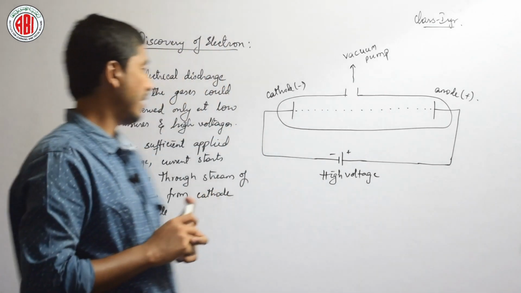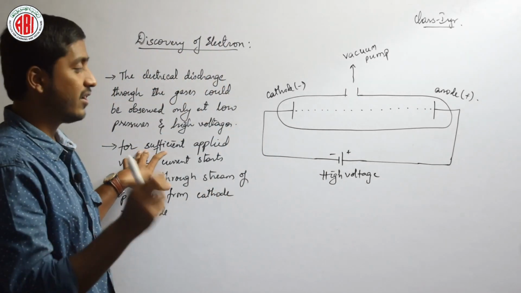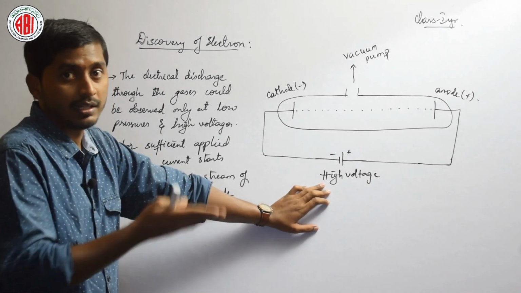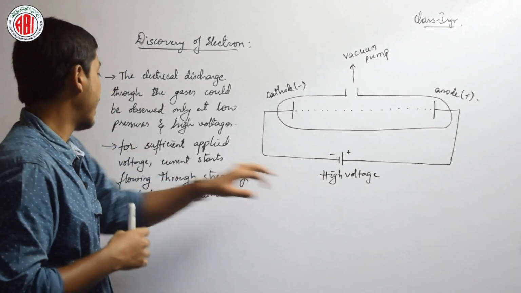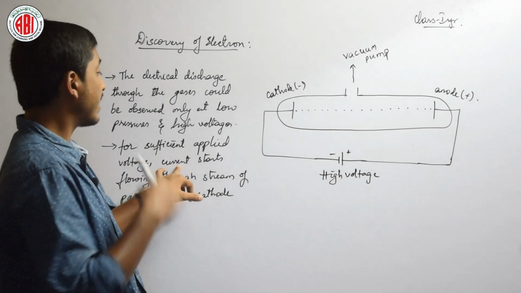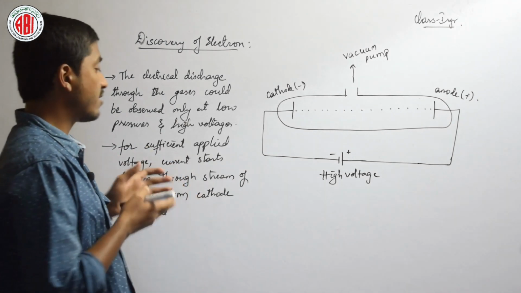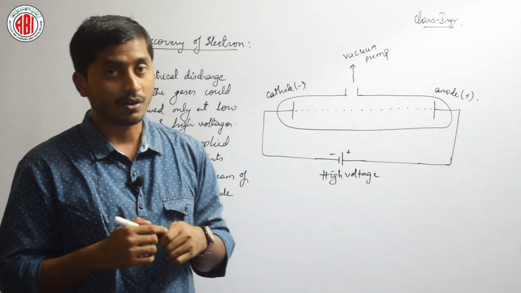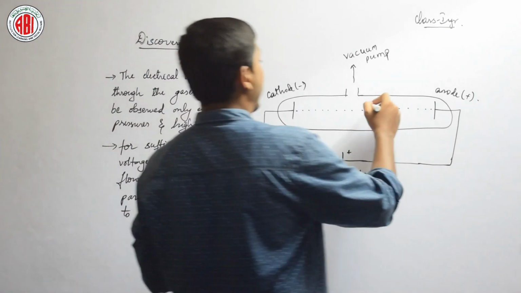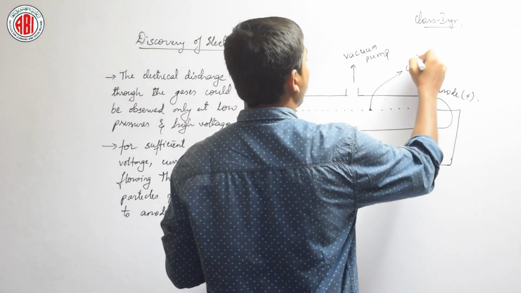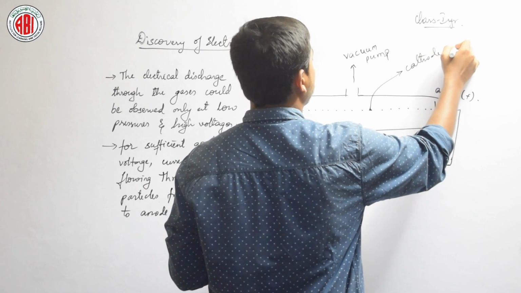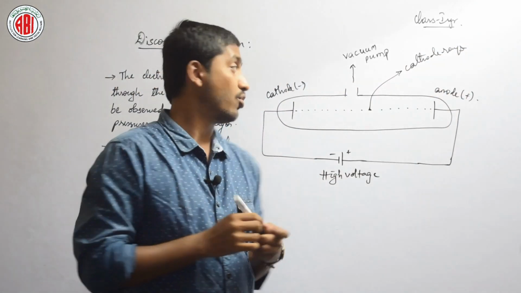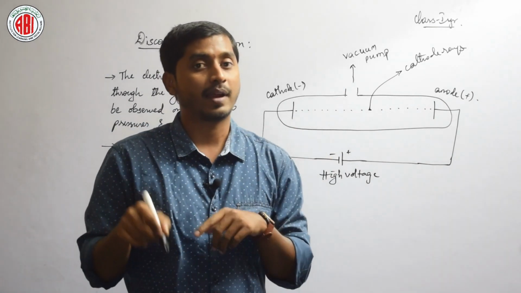See here, what is written is, for a sufficient applied voltage, which means it requires a minimum amount of voltage to start generating the charges, current starts flowing as a stream of particles from cathode to anode. What are those particles called? Those particles are called cathode rays. The stream of particles is called cathode rays, and those particles can be called cathode ray particles.